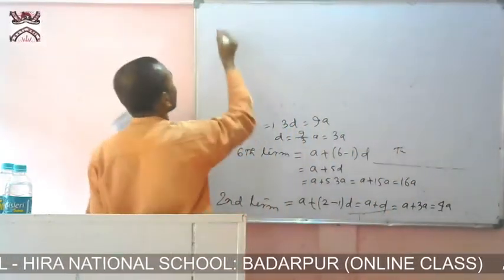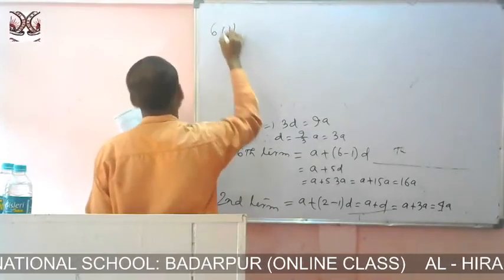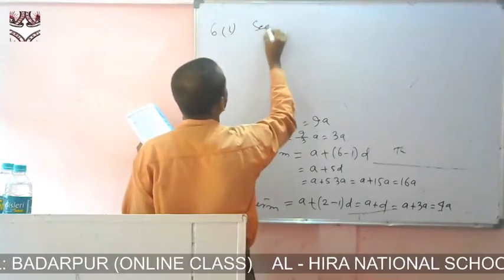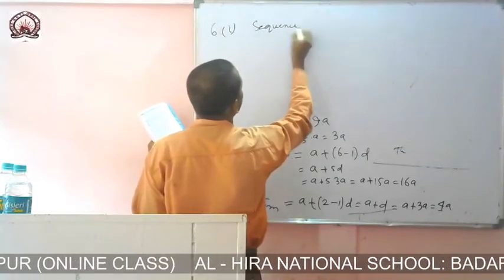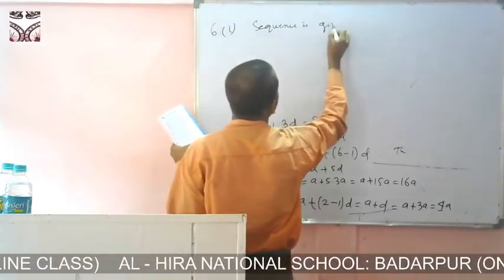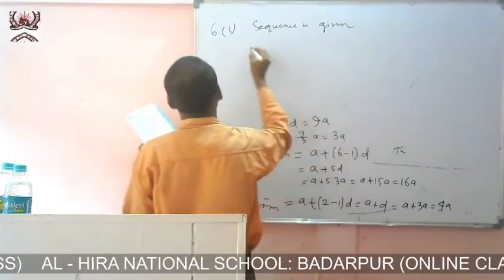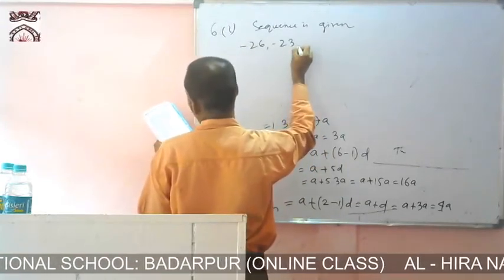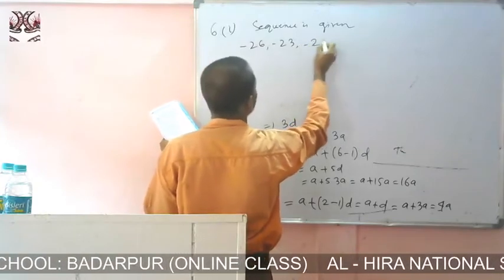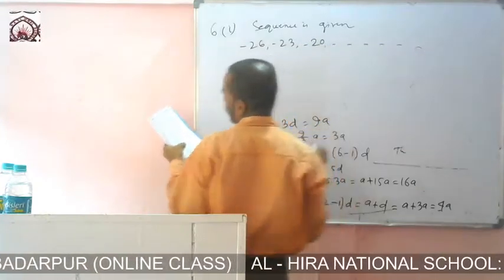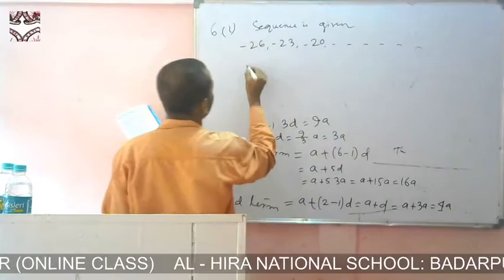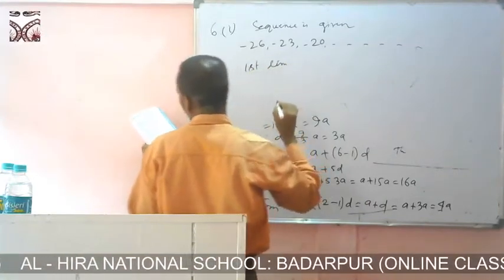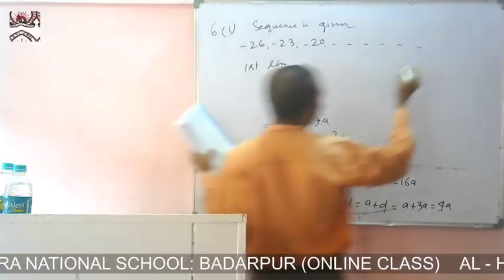Number 6(1). The sequence is given: minus 26, minus 23, minus 20, and so on. So what is the first term? We need up to the 21st term.